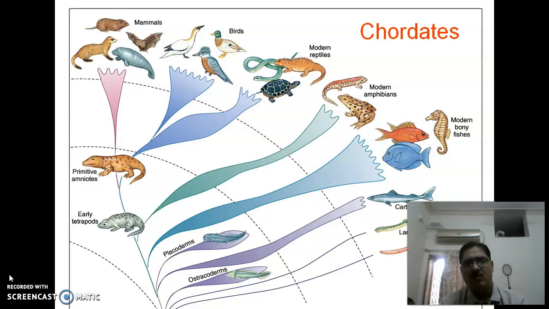The gnathostomes include the extinct placoderms, ostracoderms, and tetrapods. The tetrapods include those vertebrates in which, instead of fins, two pairs of limbs are present, one pair of forelimbs and one pair of hind limbs.